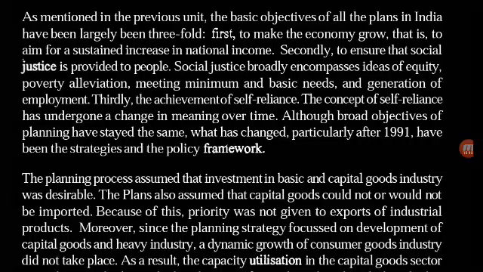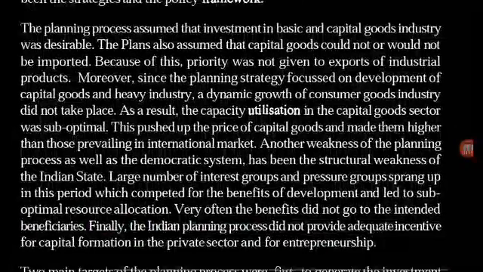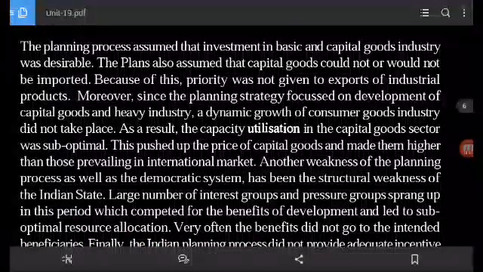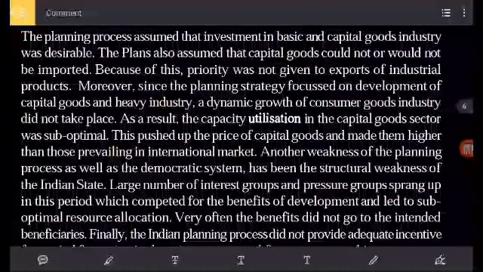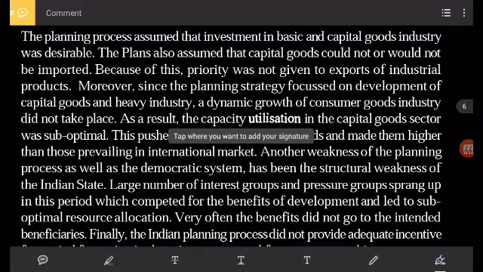The concept of self-reliance has undergone a change in meaning over time, although broad objectives of planning have stayed the same. What was changed, particularly after 1991, have been the strategies and the policy framework. The planning processes assumed that investment in basic and capital goods industry was desirable. The plans also assumed that capital goods could not or would not be imported. Because of this, priority was not given to exports of industrial products.